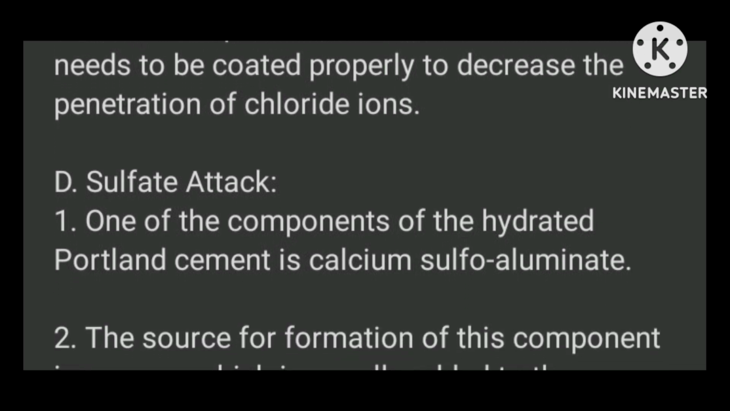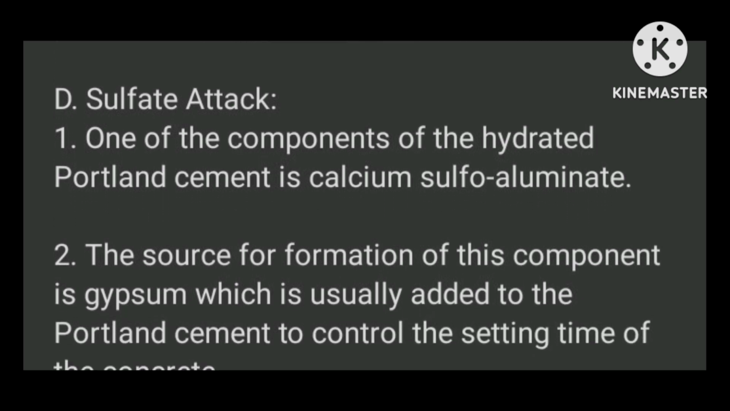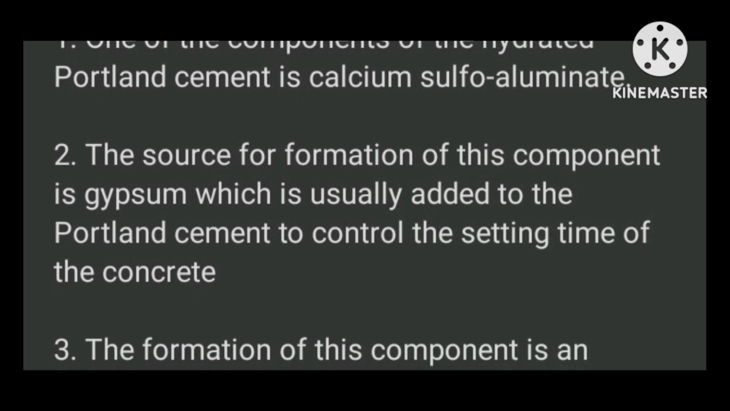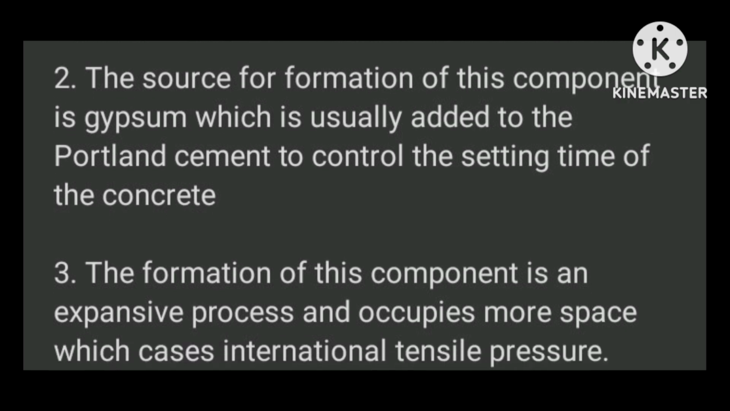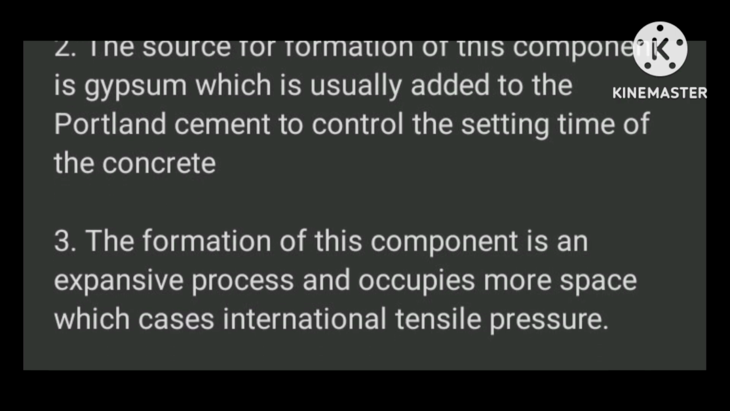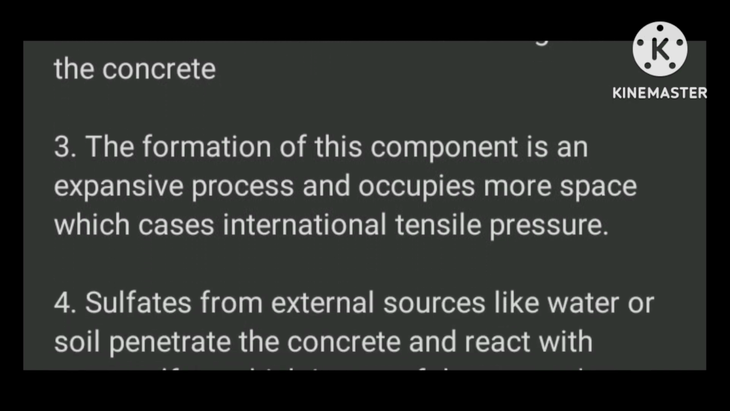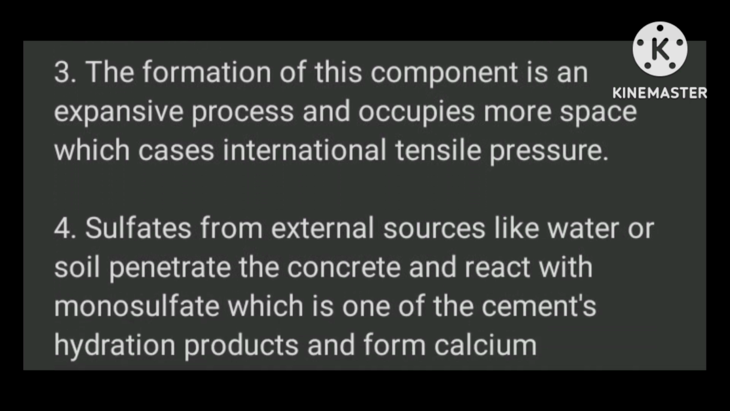D. Sulfate attack. First, one of the components of the hydrated Portland cement is calcium sulfoaluminate. Second, the source for formation of this component is gypsum, which is usually added to the Portland cement to control the setting time of the concrete. Third, the formation of this component is an expansive process and occupies more space, which causes internal tensile pressure.